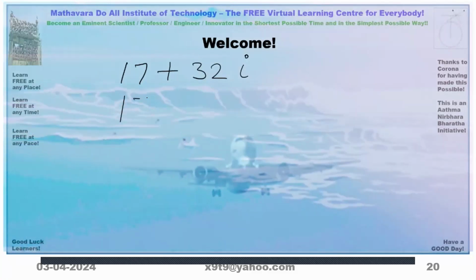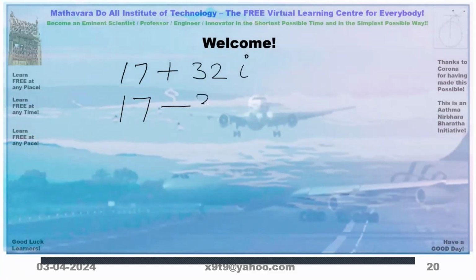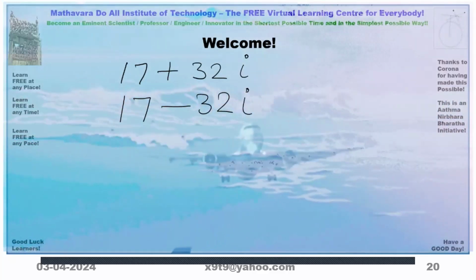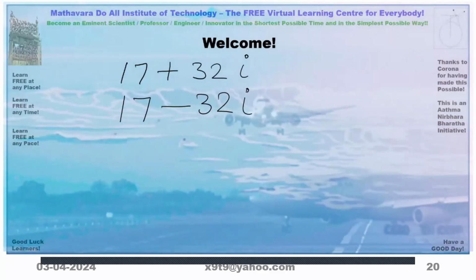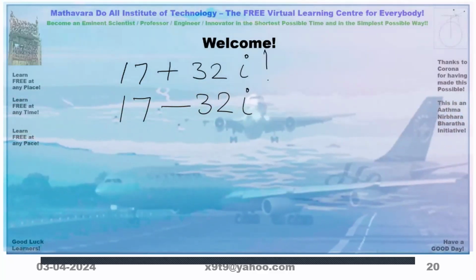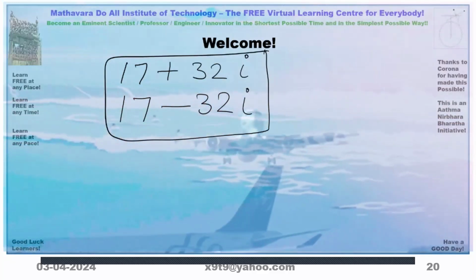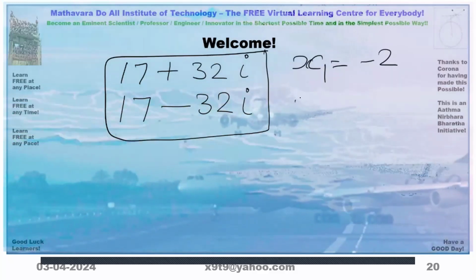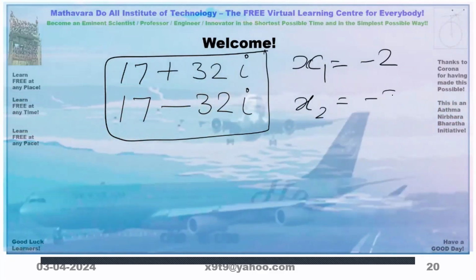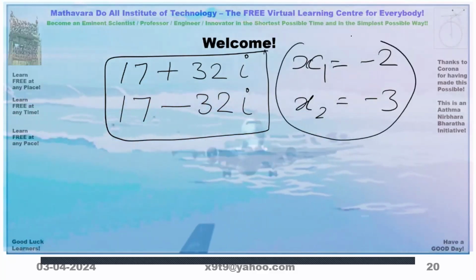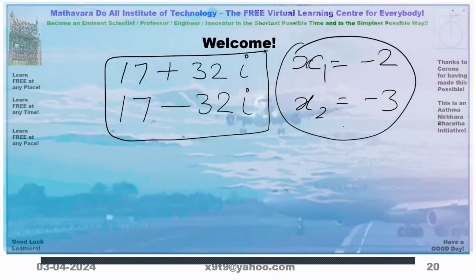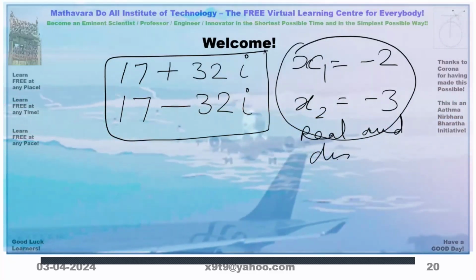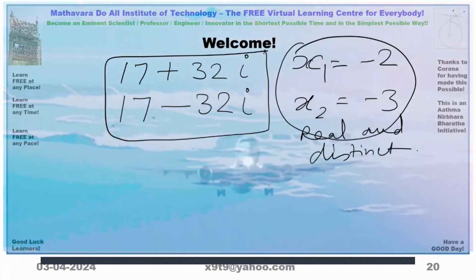It is 17 minus 32i. You are able to follow? Yeah. So that means the first problem we solved, we found x1 is equal to say minus 2, x2 is equal to minus 3. So these are real and distinct roots. Real and distinct.